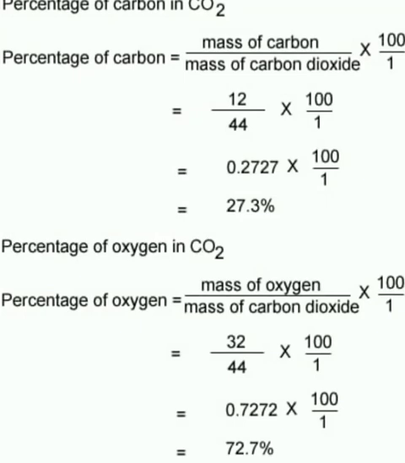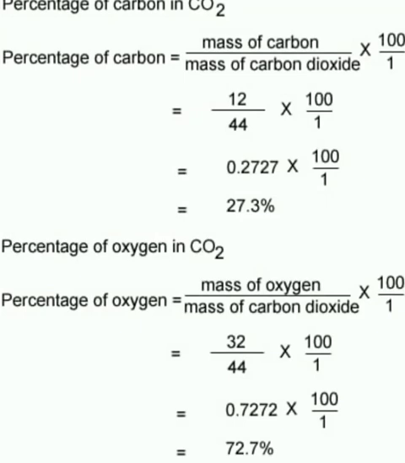Now you have to calculate the percentage of carbon in carbon dioxide. The formula: percentage of carbon equals the atomic mass of one carbon divided by the molecular mass of carbon dioxide, into 100. Therefore, the atomic mass of carbon, 12, divided by the molecular mass of carbon dioxide, 44, into 100 equals 27.3%. Clear?